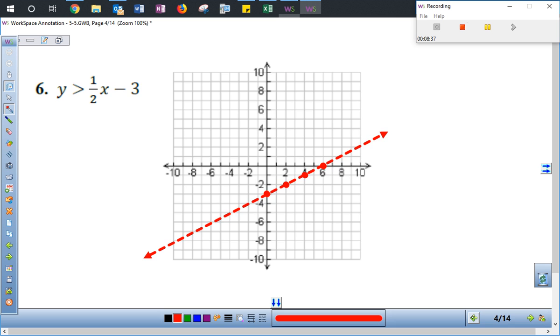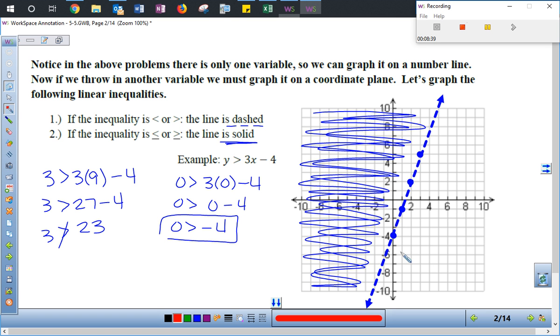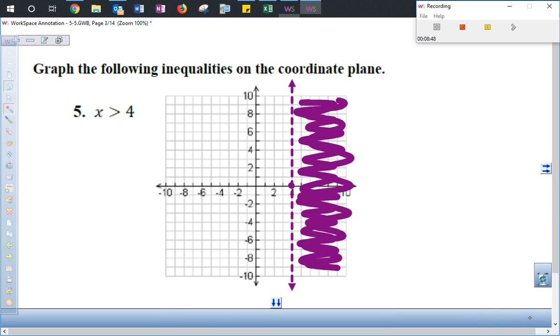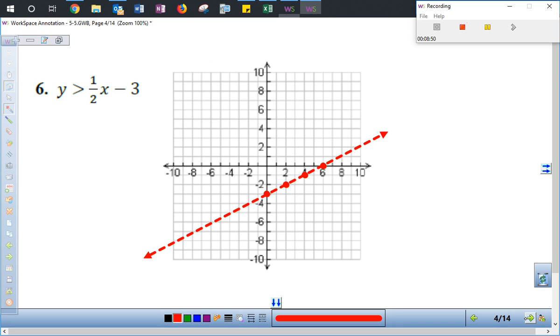Now, if we look back at that example that we had, when that was the symbol that we were working with, we ended up shading above the line. So here's what I want you to do. We're going to make this very, very simple. Every time that you have a graph that we need to shade, I want you to pick the easiest point on our graph, which in this case is (0, 0). That's always the easiest point.